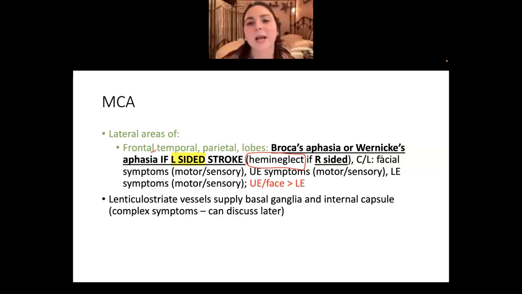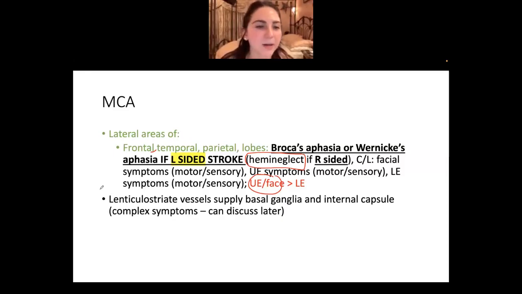And then again, contralateral facial symptoms, motor and sensory, upper extremity symptoms, motor and sensory, and lower extremity symptoms, motor and sensory. But since we're talking MCA, think about the homunculus: the upper extremity and the face are going to be a lot more affected than the lower extremity. Again, not saying it can't get affected, but usually the upper extremity and the face are going to be the main problems with MCA strokes.